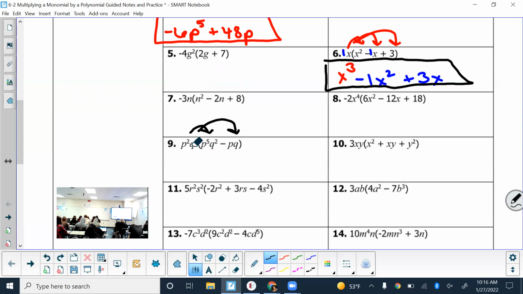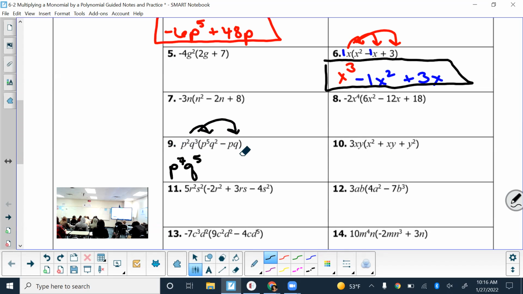I have p squared times p to the 5th. My new exponent on the p will be what? 7, because the product rule says you add the exponents. Good. What about on the q cubed? 3 plus 2 is 5. All right, so that's what we get for multiplying the first term by the outside term.